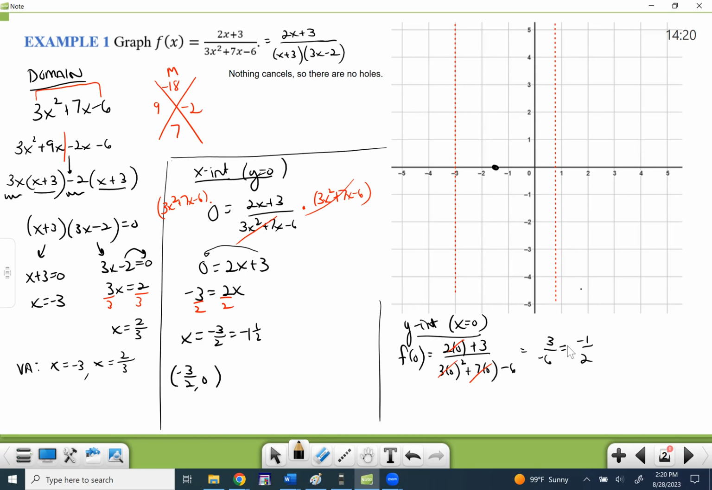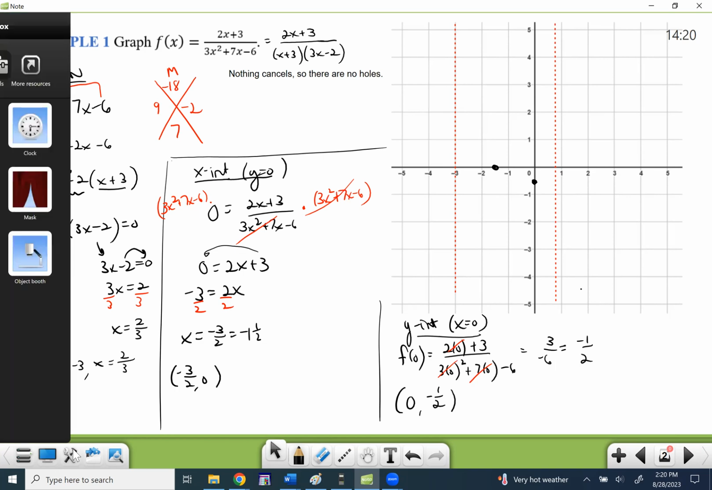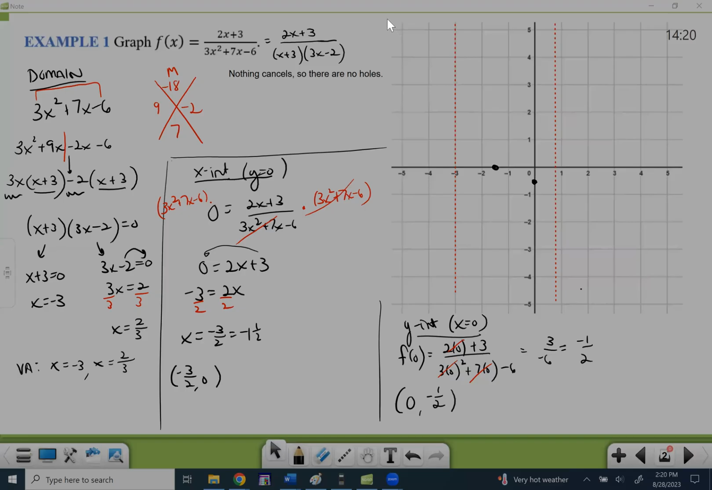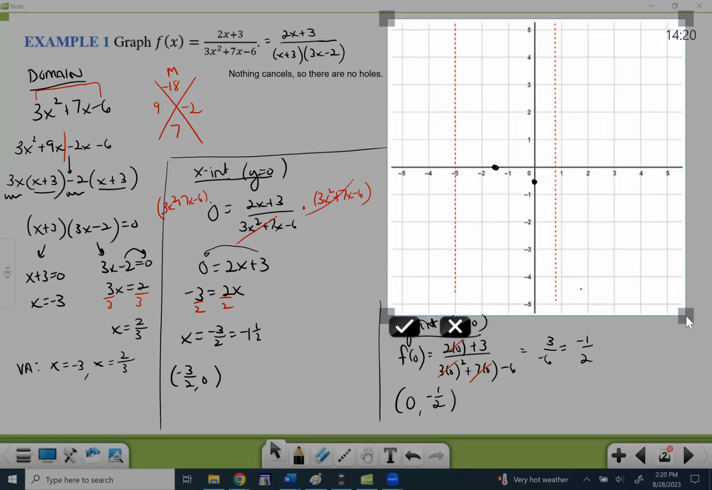So (0, -1/2) is going to be our y-intercept, like right there. Let me go ahead and copy this graph that we have so far. Let me take a screenshot of it. I'm going to bring this onto the next page.